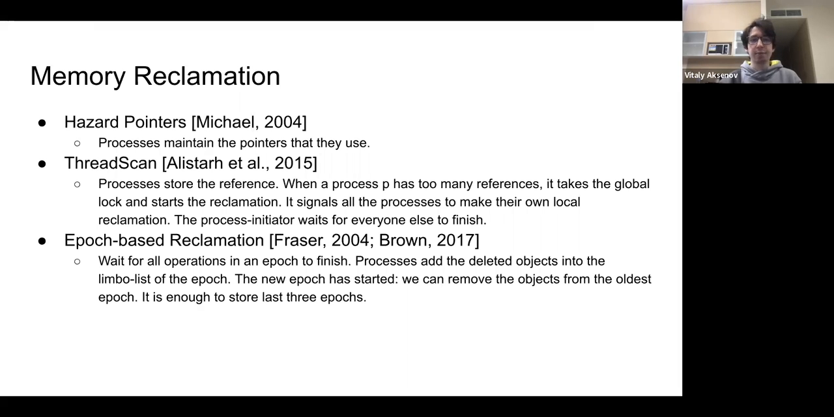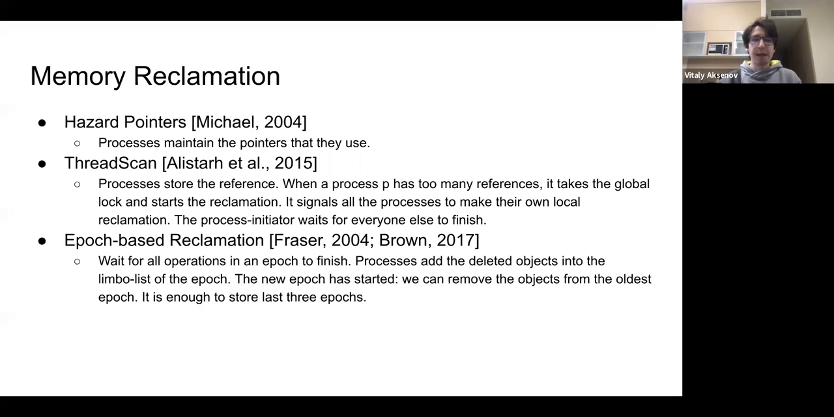ThreadScan is a little more complicated. The process stores all the references, even old references, and when the number of old references becomes large, it takes the global lock and tells everybody to do the reclamation. It does this using a signal to the kernel. So all other operations will be interrupted at that time, and they have to reclaim the memory.